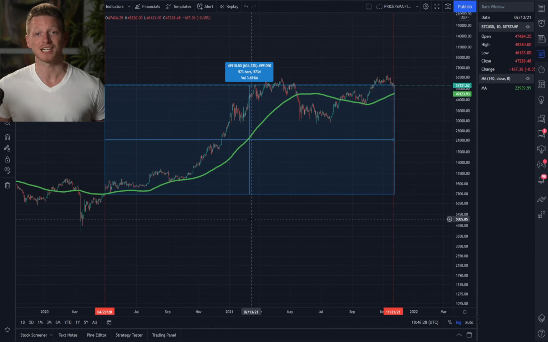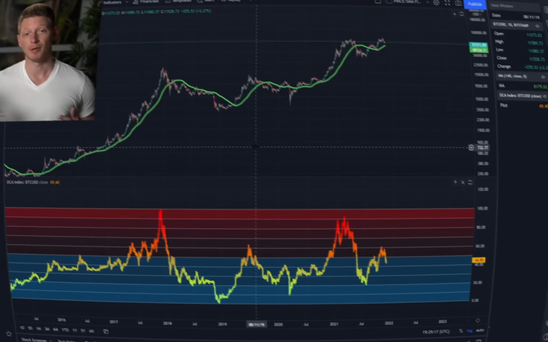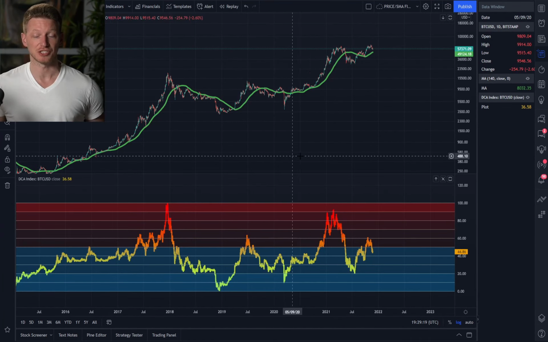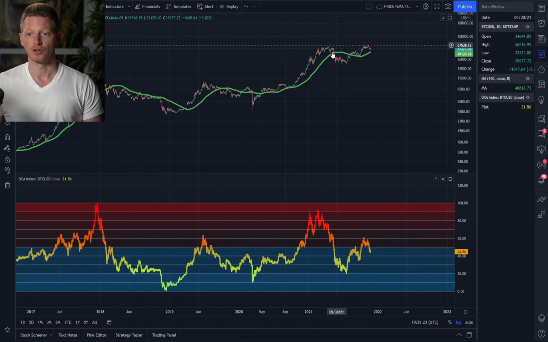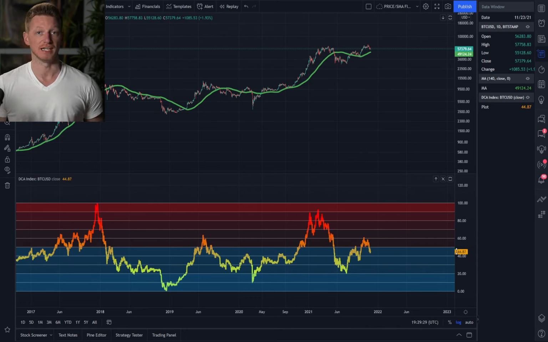Today, what we're going to do is talk about Bitcoin and keeping the market cycle in perspective. But before we get into that, I just want to quickly show you guys the DCA index model for Bitcoin and give you an update. So at 57,000 right now, we're sitting at about 45 on the DCA index.